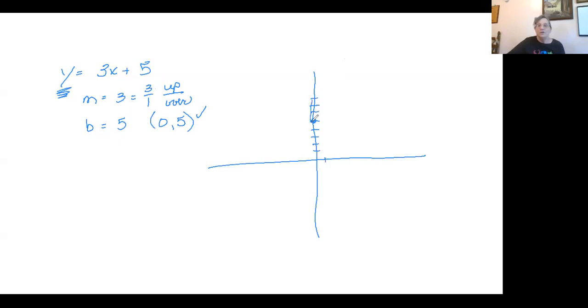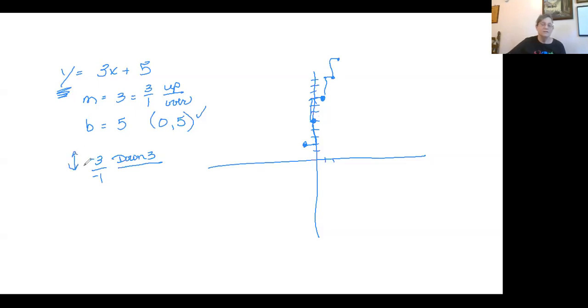If we go up 3 and over 1, that will give us a second point, and we could do that indefinitely. 1, 2, 3, 1. We could go down 3 and 1 to the left, since -3 over -1 would mean down 3, because that's negative. So a negative direction vertically.